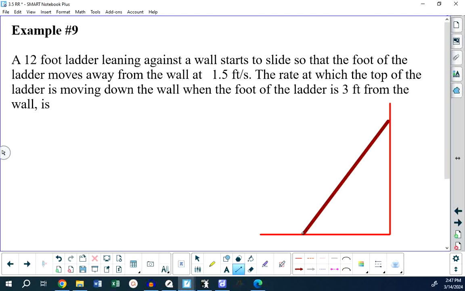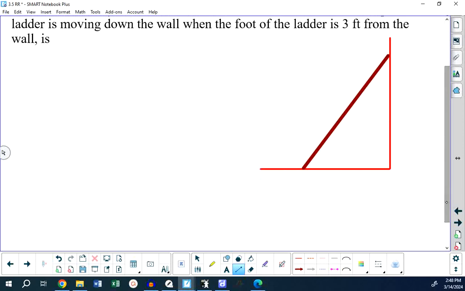And it says that the foot of the ladder is moving away from the wall at 1.5 feet per second. Does yours say 1.5 feet per second? Okay. So this distance here, everyone, is changing. Well, then we need to call it a variable. Why don't we call it x? So then dx/dt is 1.5.